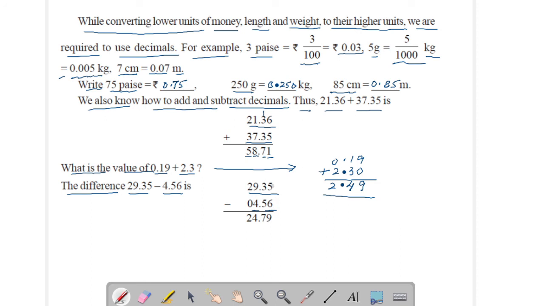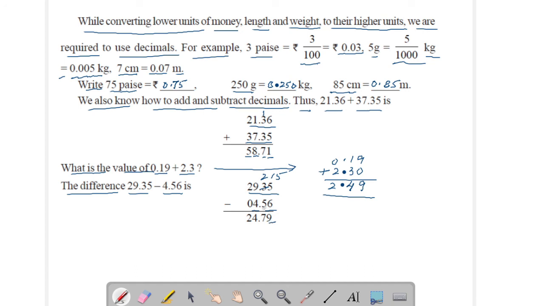All is subtracted. 5 minus 6. We can't subtract 6 from 5. So we take one number from 10th place. Here it will become 2 and we add 10 to next, that is 5. The 10 plus 5, it will be 15. Now 15 minus 6, you will get 9.